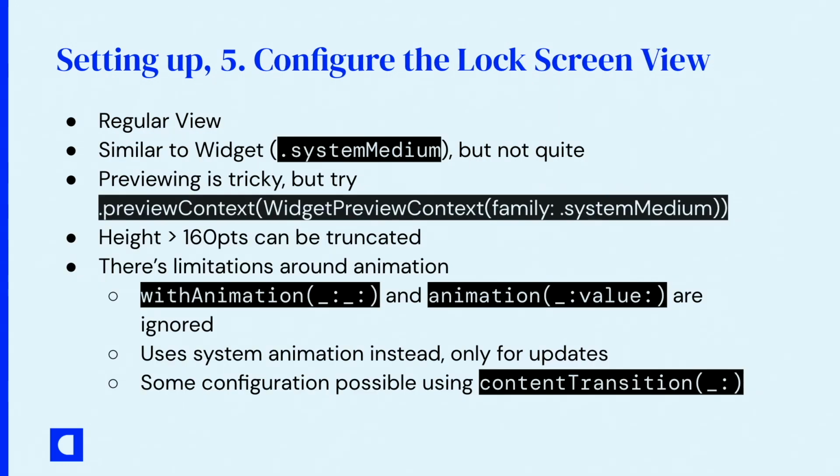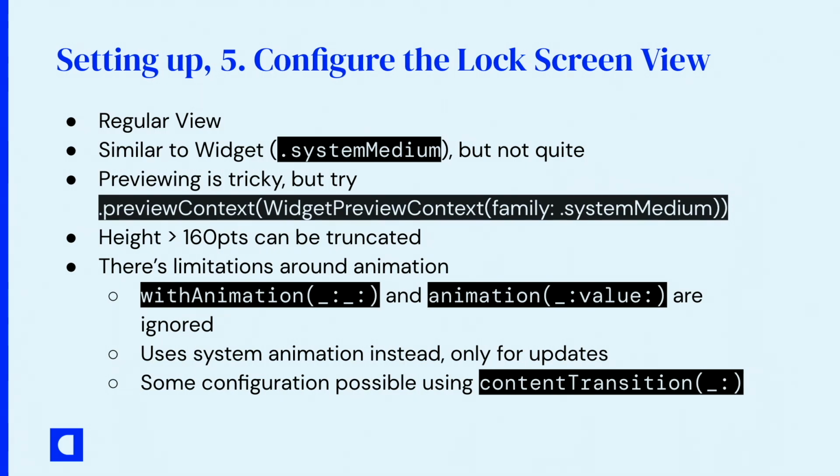To first dive into the lock screen view, this is basically a regular SwiftUI view, so you can do whatever you're used to doing with your other widgets. It's quite similar to a System Medium widget, but not quite. The height is a little bit different, I noticed. So the previewing is a bit tricky. I tried using the preview context with System Medium because it's similar, but sometimes it wasn't working at all, and sometimes it was working but slightly higher. So I ended up just running stuff in the simulator or on device to actually test.